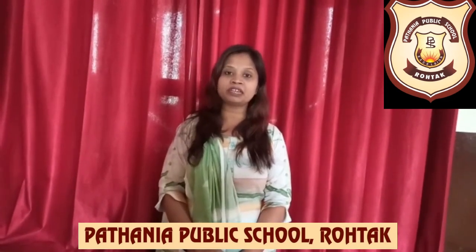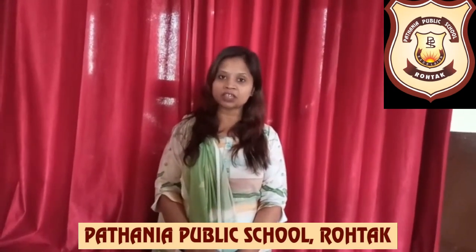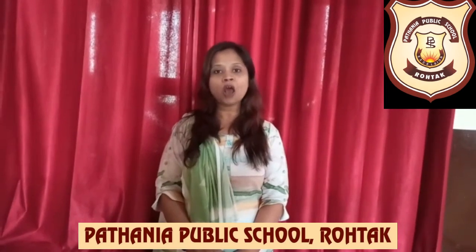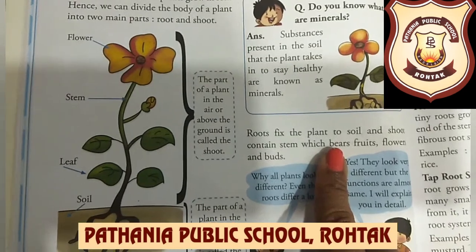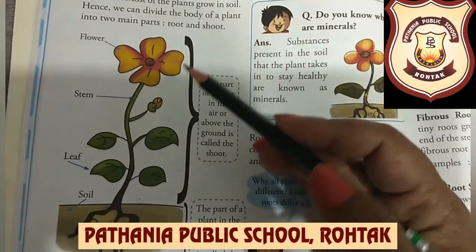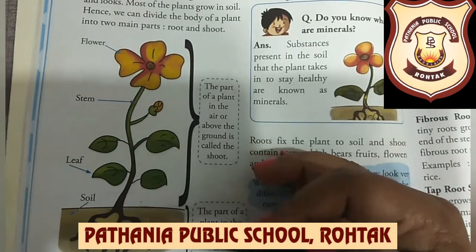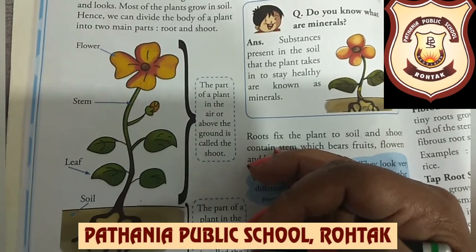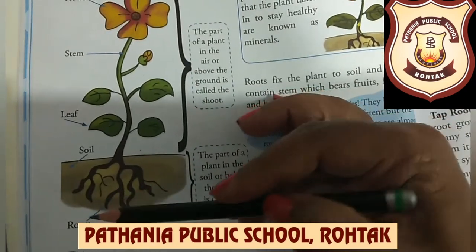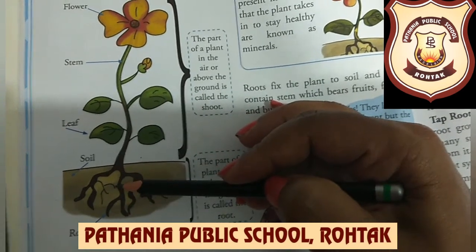And our chapter 3, Plants, deals with the same. So today we are going to study about parts of plants and how they prepare their food. Students, as you can see, this is the diagram of parts of a plant. From here we can easily identify each part of the plant. So this is the first part of the plant, which is known as roots.